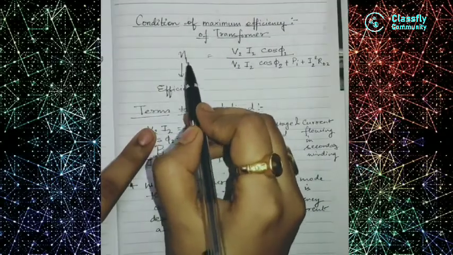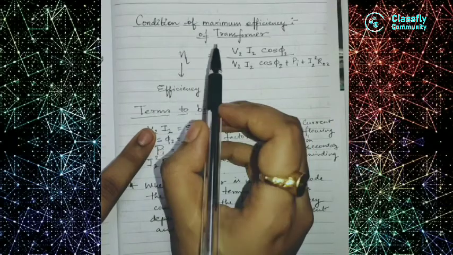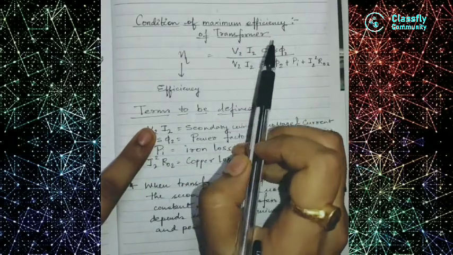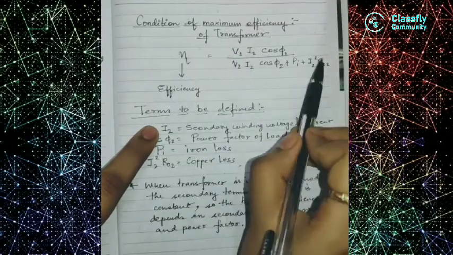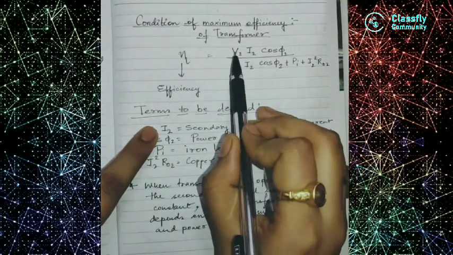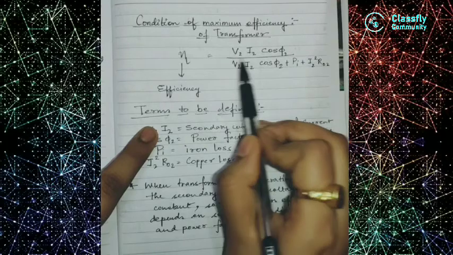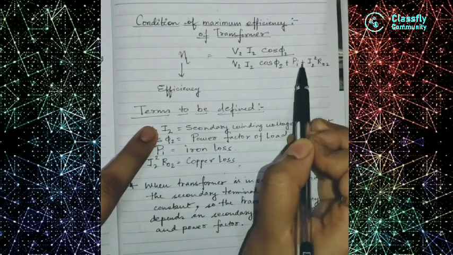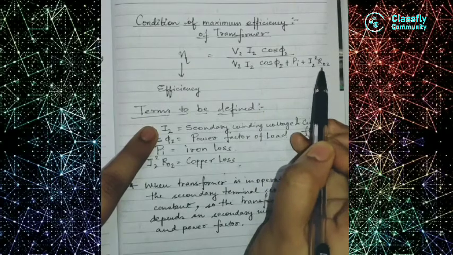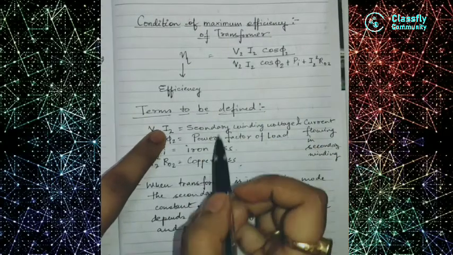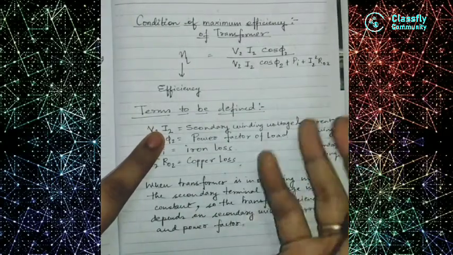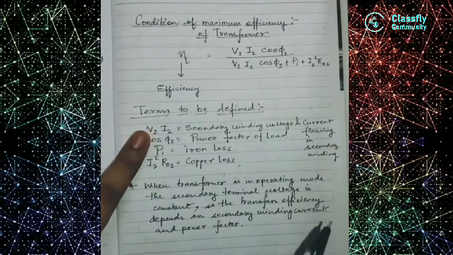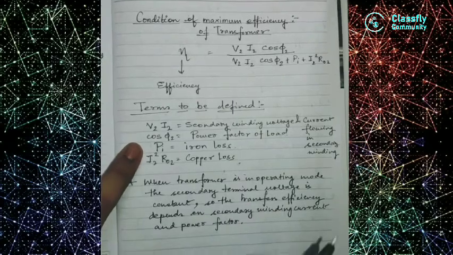So eta, we denote it as efficiency in the transformer, and its formula is V2 I2 cos phi 2 divided by, in the denominator, V2 I2 cos phi 2 plus Pi plus I2 square R02. What are all these terms? Whenever you solve or derive something, you must always define the terms.